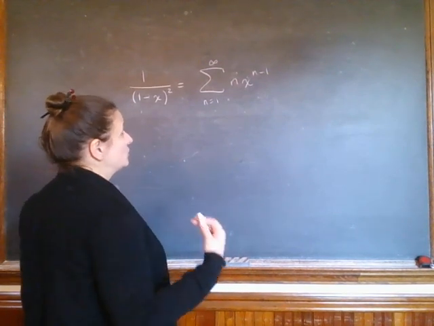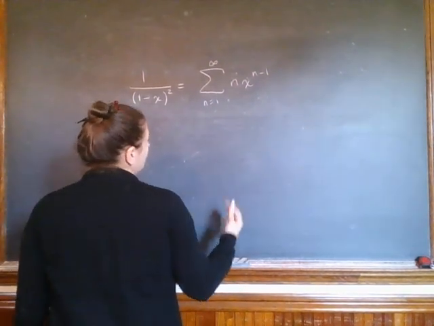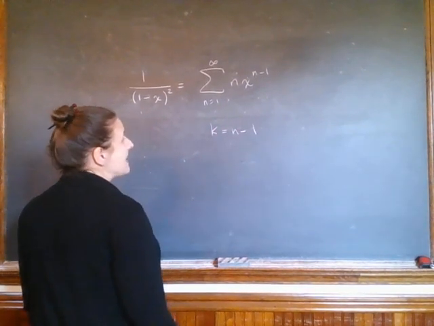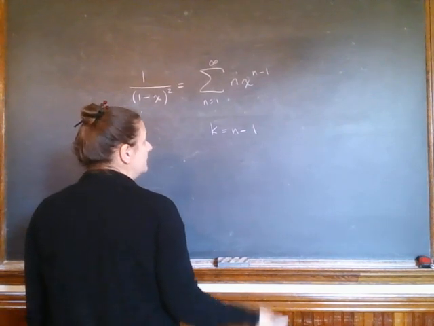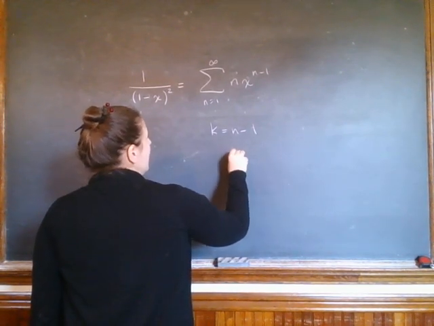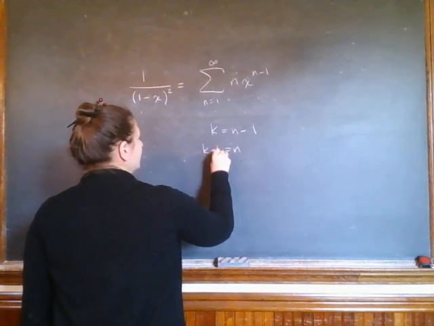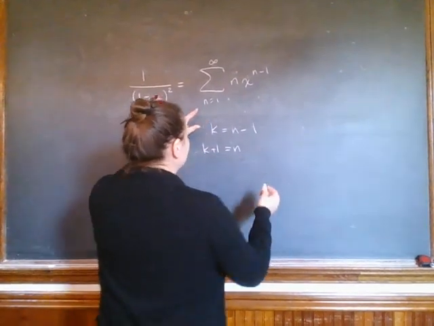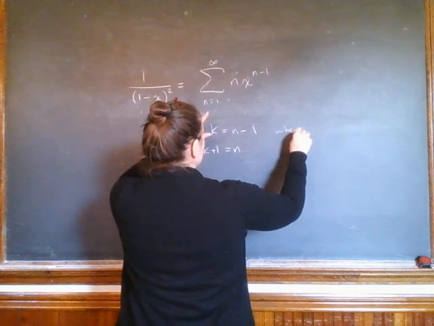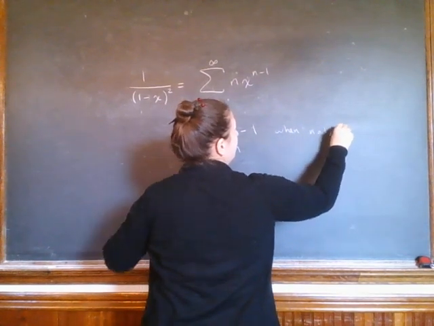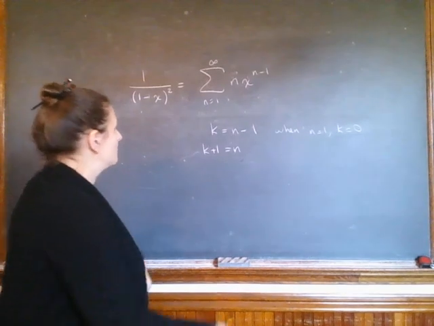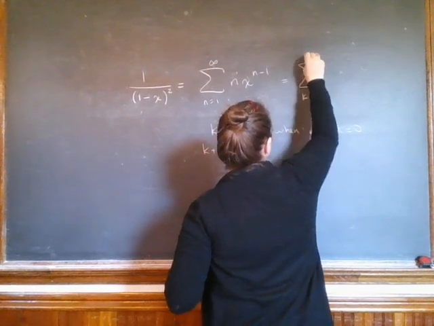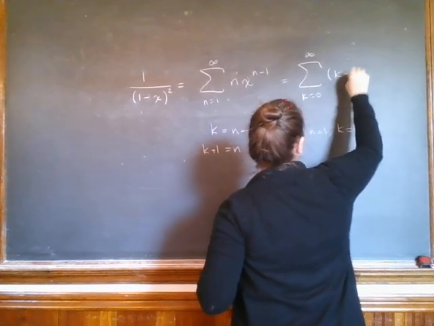I like to do it explicitly when writing it out, because what you're doing is you're going to change, and we're going to do k equals n minus 1, right? And then n is just k plus 1. So for every n, you'll put in k plus 1, right? And here, your starting point, when n equals 1, then k would be 0. So this guy is the same as this guy.